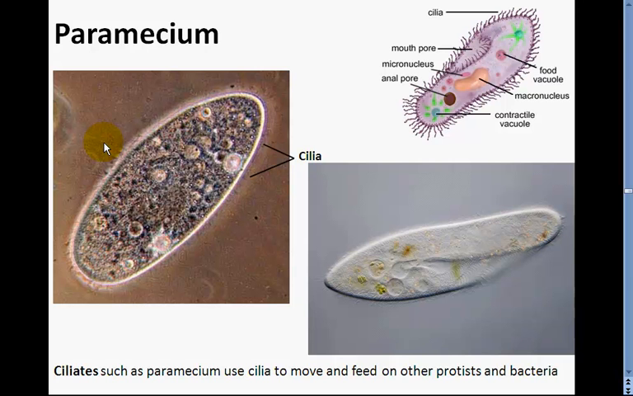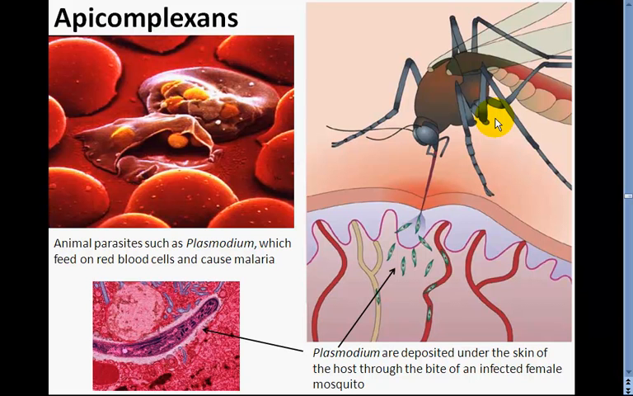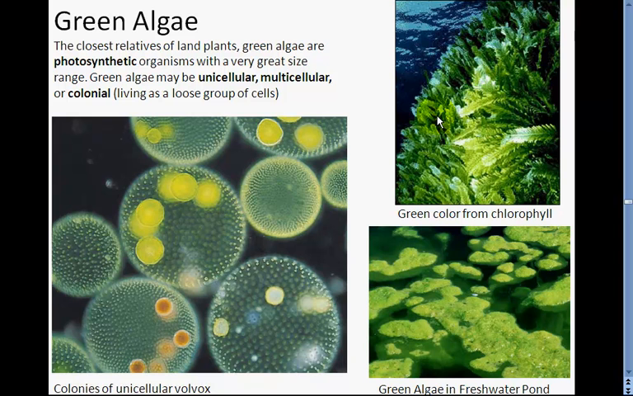Paramecium is another heterotrophic protist, uses little cilia to move around. The malaria sickness that we've talked about in class is actually caused by a protist known as an apicomplexan, and this is carried in mosquitoes. So when a mosquito bites someone and causes malaria, it's not actually the mosquito, it's the protist that is inside the mosquito. Green algae, on the other hand, are photosynthetic.